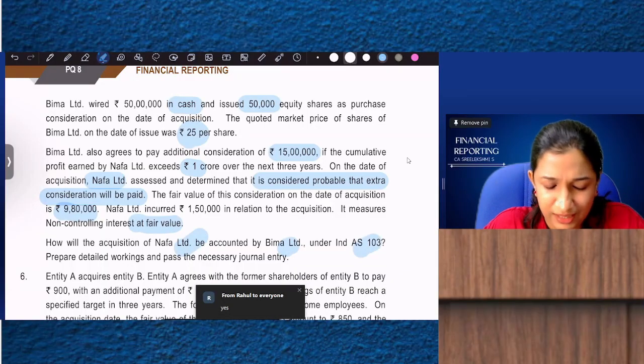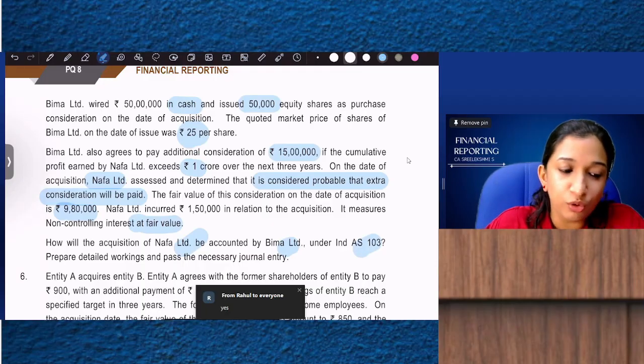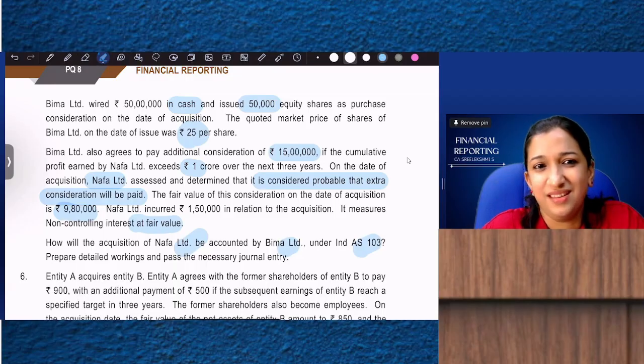How will the acquisition be accounted by Bima Limited under Ind AS 103? Prepare detailed workings and pass necessary journal entry. Even though it is a new question added, it does not thrill us because we have already tried questions like this. Yes or no? What is my first step?